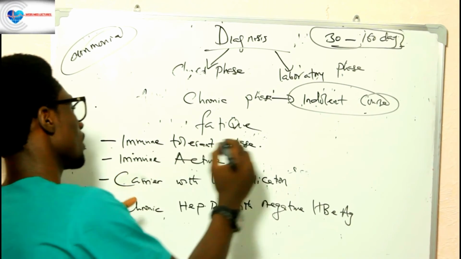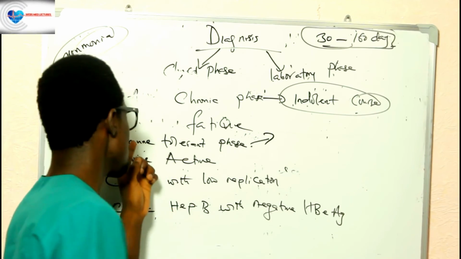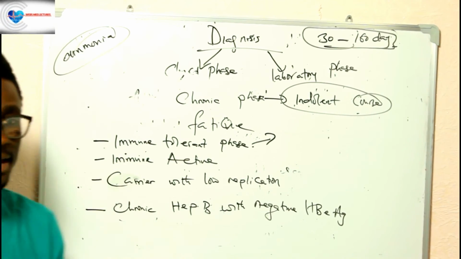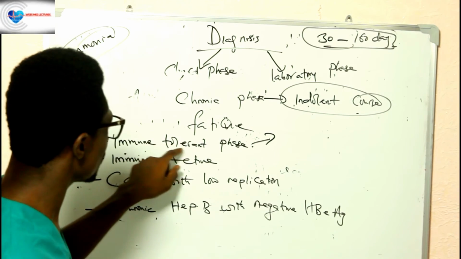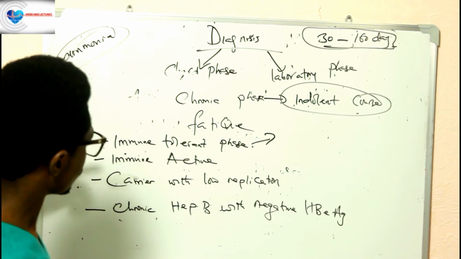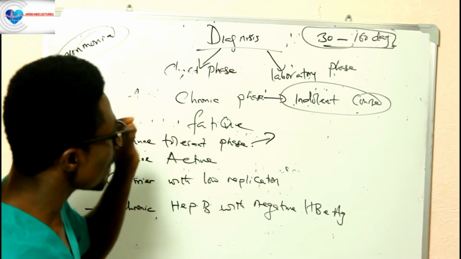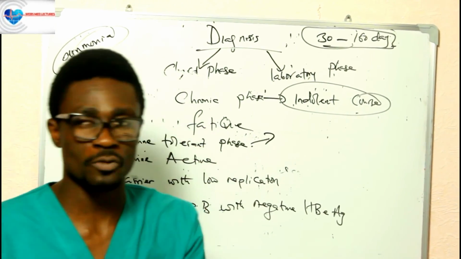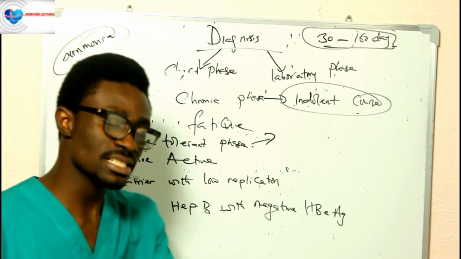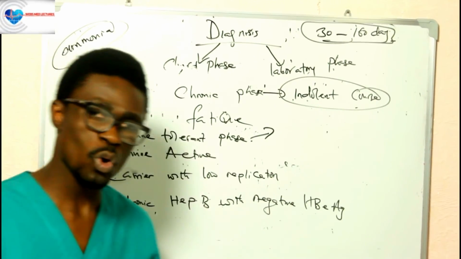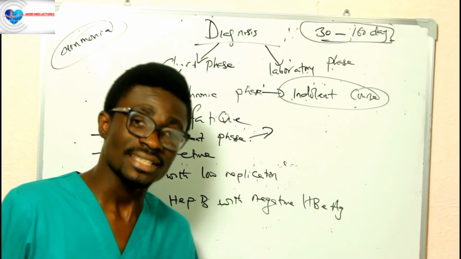Okay, under the immune tolerant phase of chronic hepatitis. From the name, guys, immune tolerant phase. It means you're going to see a normal serum concentration of the enzymes found in the liver, guys. Why? Because there is low necroinflammatory damage to the liver.